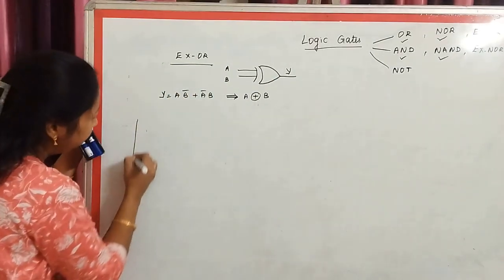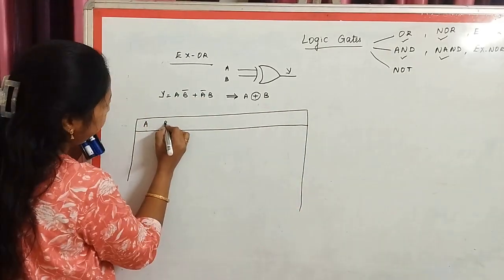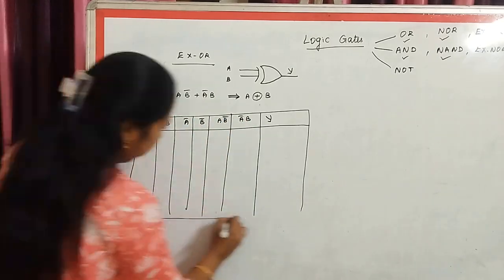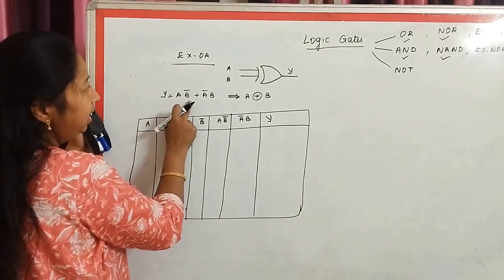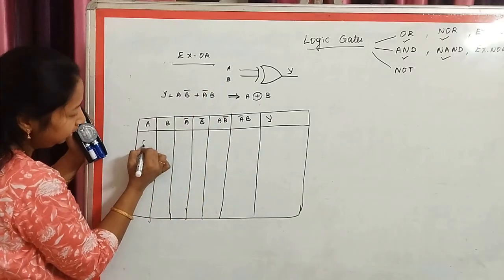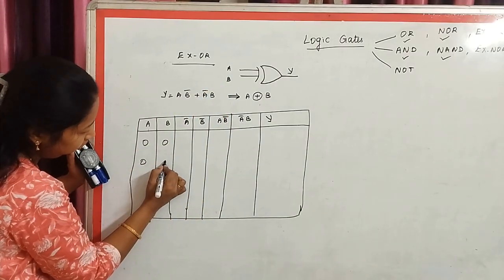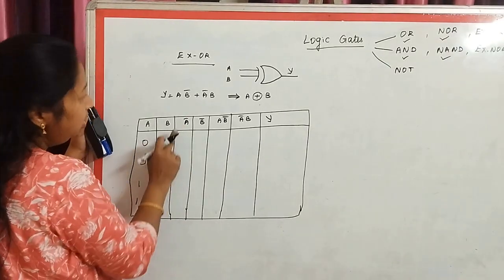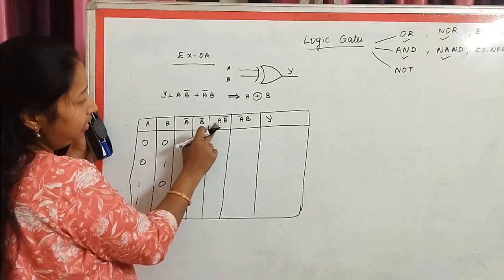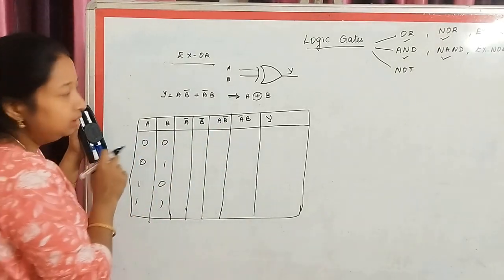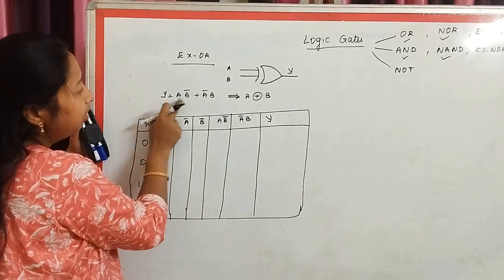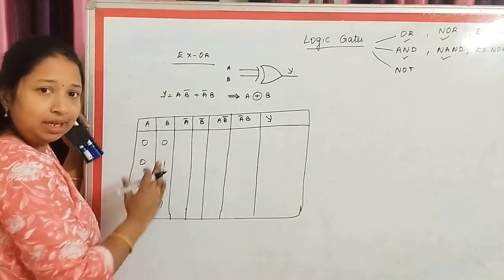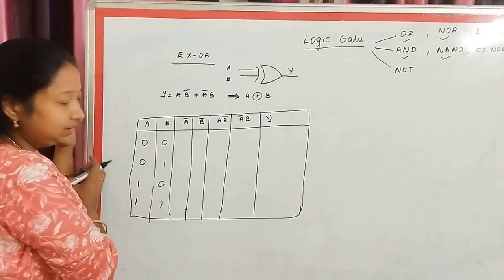Now, how to draw the truth table for this? A and B are the two inputs. So, how many combinations can we get? We'll be getting 4 combinations. 0, 0, 0, 1, 1, 0 and 1, 1. Right? Now, why did I write A bar B bar, A B bar and A bar B? That is just for simplifying. Since we have got A bar here, B bar here, I'm just representing them separately so that it will be easy for you to understand better.